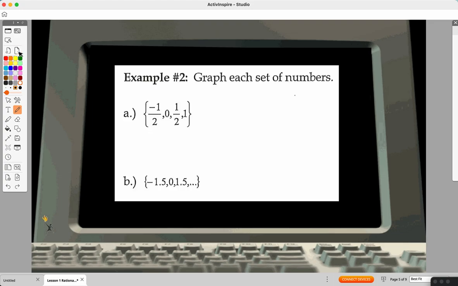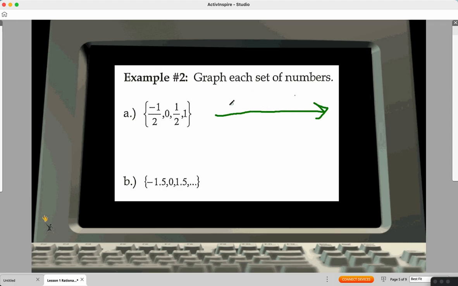If I asked you to graph these, you would take out your number line, which is the easiest way to graph something like this. I always start by putting 0 in the middle. There's my first one graphed. 1/2, 1, negative 1/2. All this negative stands for is left of 0. So there's my negative 1/2. There's my 0. There's my positive 1/2. And then there's my 1.